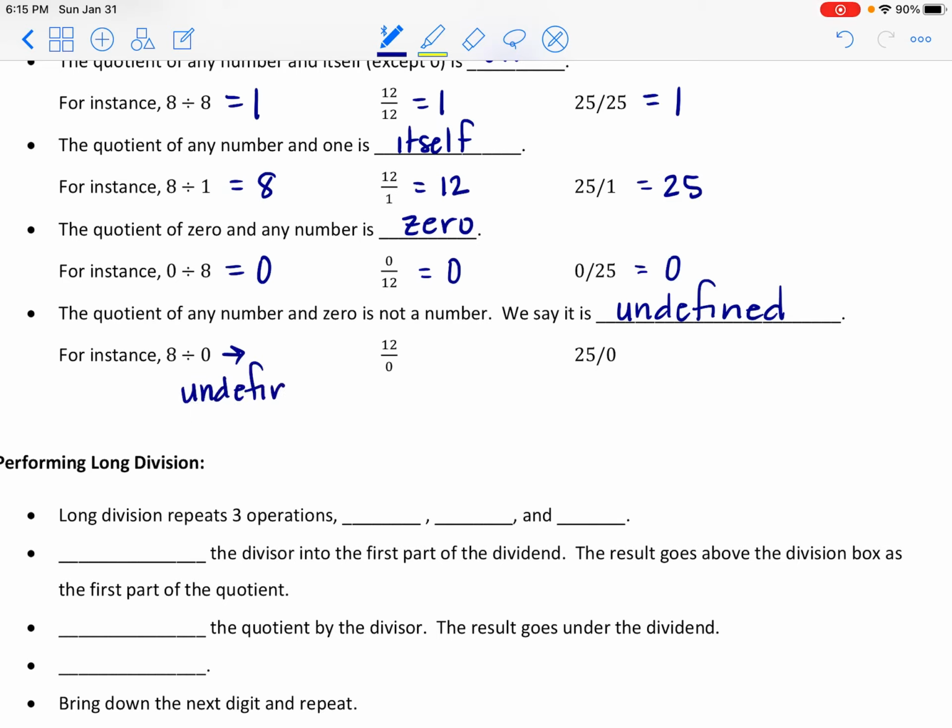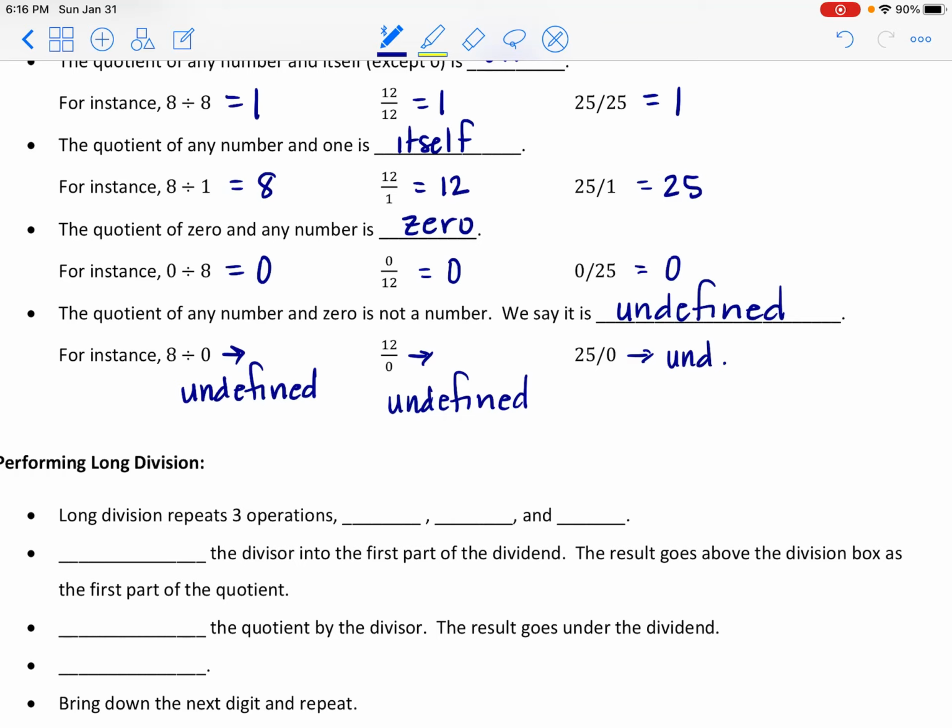It is not defined. Okay, same thing here. 12 divided by 0. It's like having 12 parts of nothing. You just can't do it. Again, not going to put an equal there. We're just going to say it's undefined. And then the same thing here. 25, the backslash 0 means 25 is being divided by 0. That is undefined or not defined. Or if you just wanted to abbreviate UND, that would be completely fine.